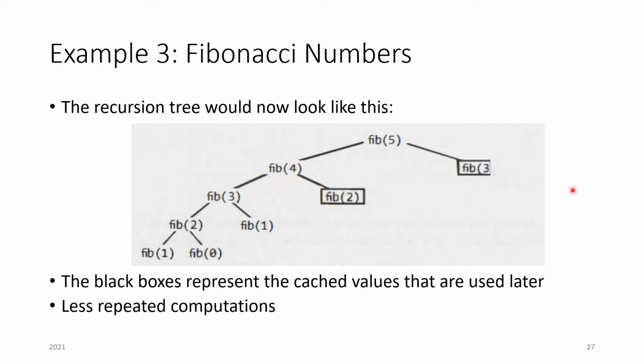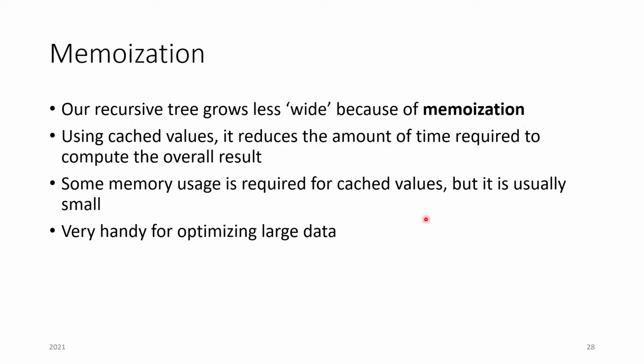All right, so it doesn't seem like we have any further questions. So, in observing the recursive tree that we just saw here, memoization visually makes sure that our recursive tree goes less wide instead. And this is because of using the cache values to reduce the amount of time required to compute the overall result, because we no longer have to do any repeated calculations. We just store the results and then report them backward when required.